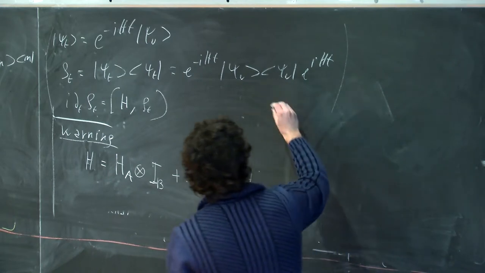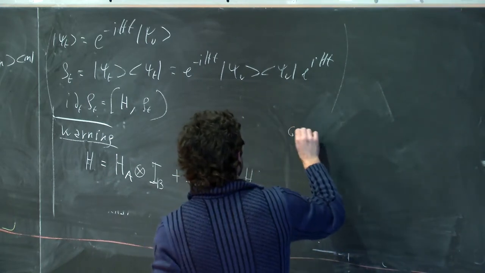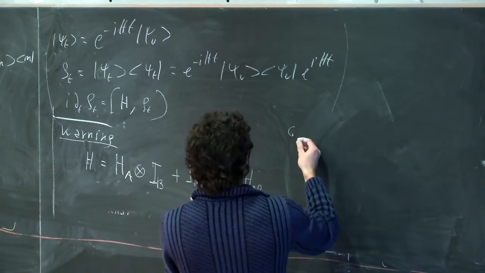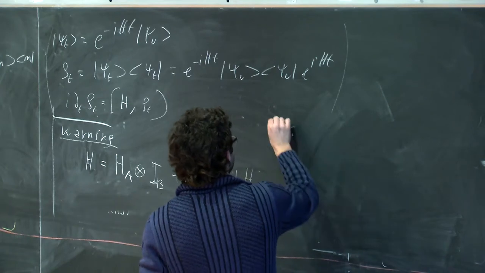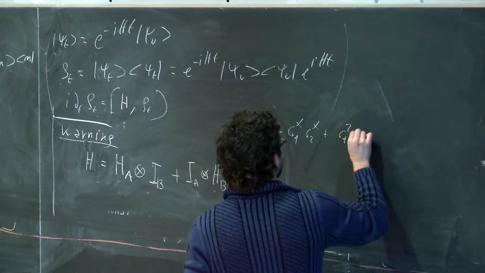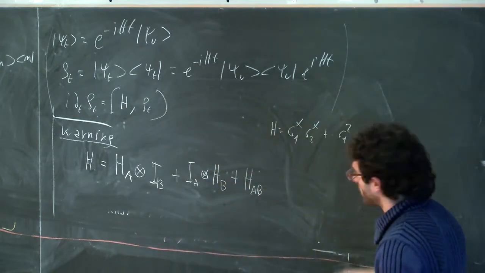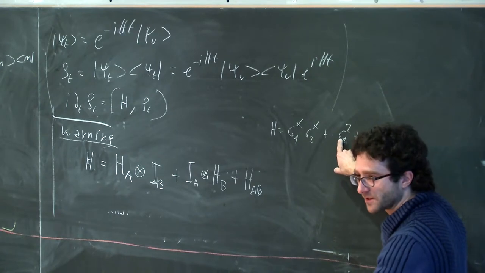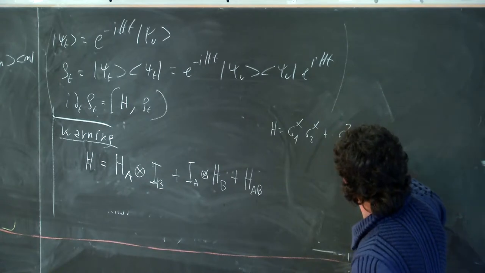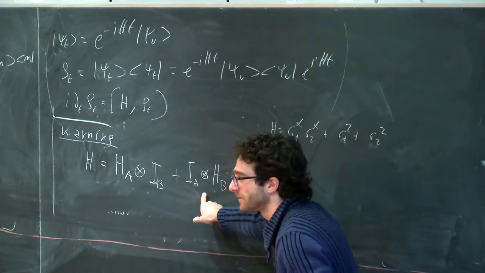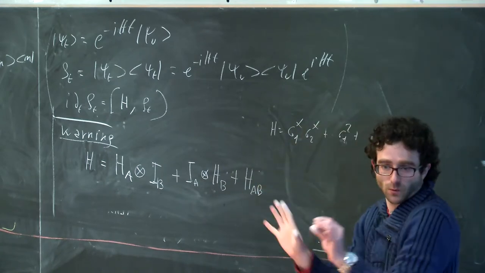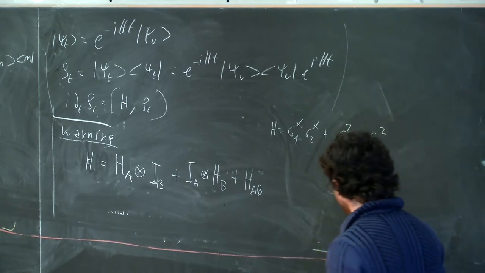For example, let's consider two spins, with the Hamiltonian sigma 1x sigma 2x plus sigma 1z plus sigma 2z. Then this term acts only on the first spin, so it belongs to H_A. This term acts trivially on A, only on B, so it belongs to H_B. But then you have this term that couples the two spins, so this is part of H_AB. So, yes, you can always decompose the Hamiltonian in this way.